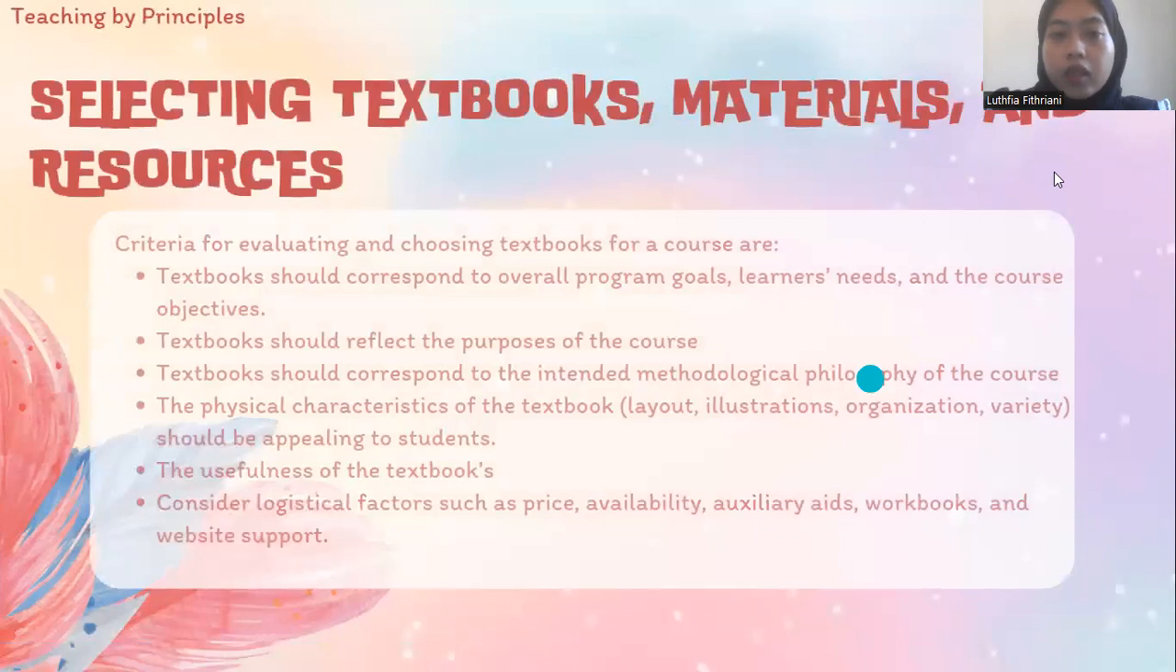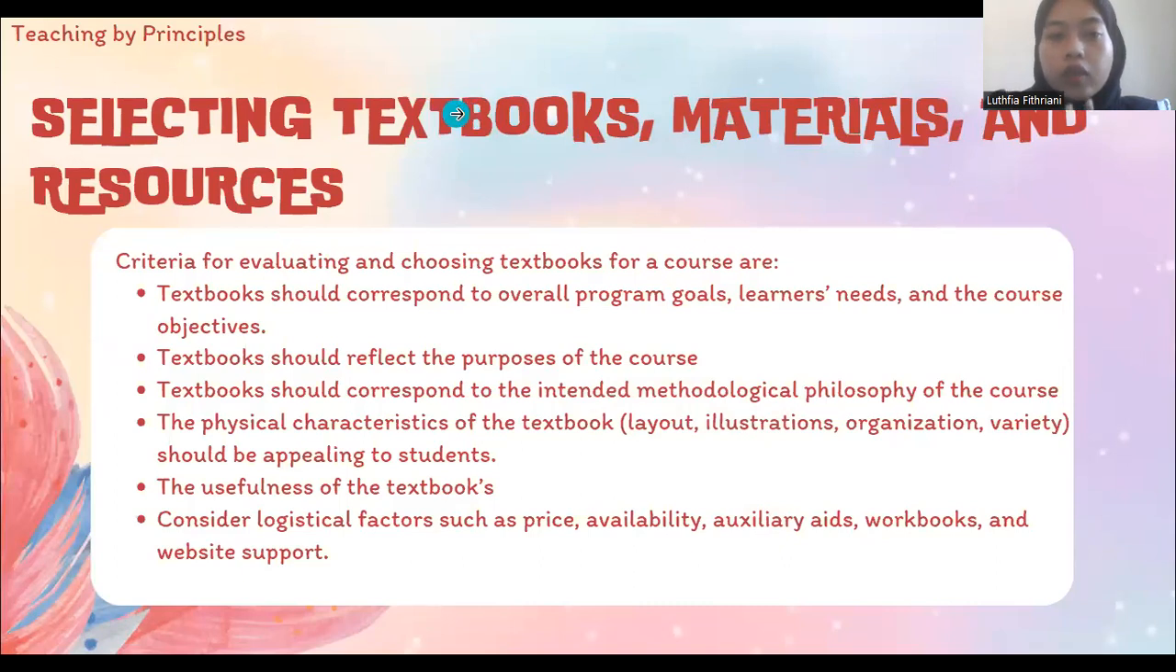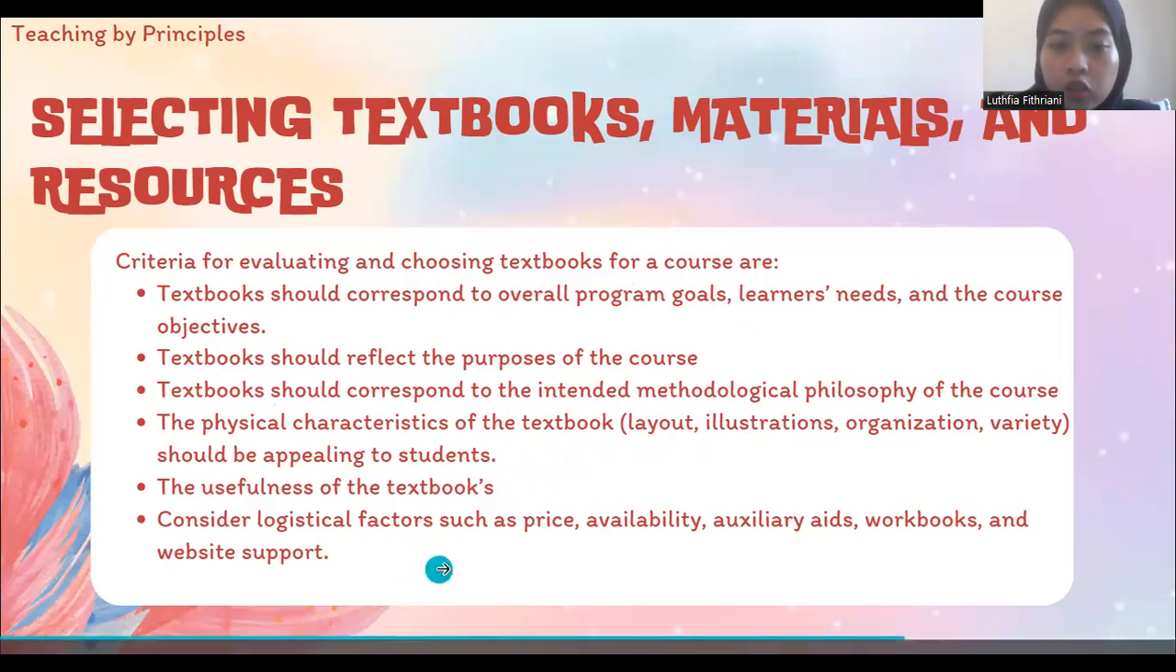The next step is selecting textbooks, materials, and resources. There are some criteria for evaluating and choosing the textbook in teaching. Those are: the textbook should correspond to overall program goals. The textbook should reflect the purpose of the course. The textbook should correspond to the intended methodological philosophy of the course. The physical characteristics of the textbook should be appealing to the students. Consider the usability of the textbook and logistical factors such as price, availability, auxiliary aids, workbooks, and website support.